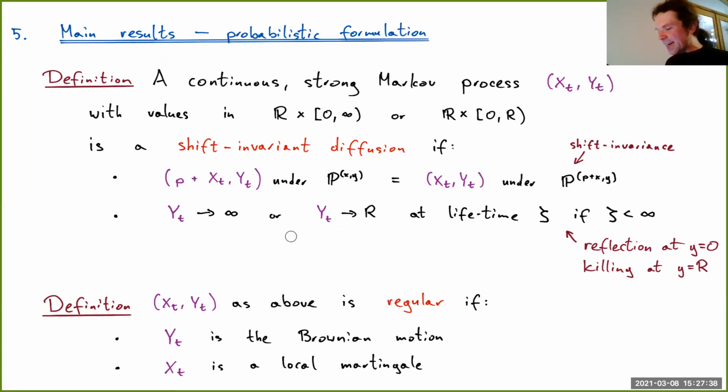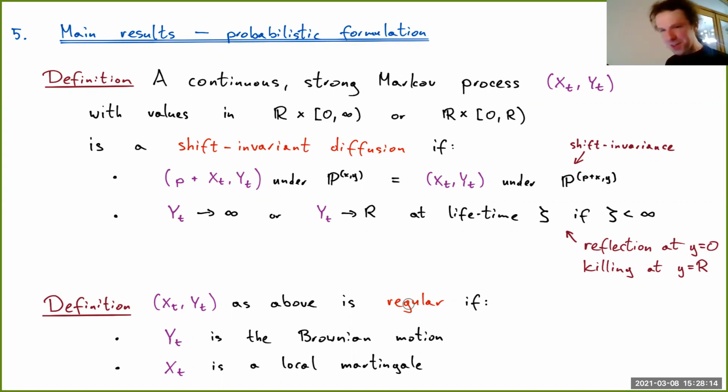Okay. And in fact, what we'll be interested in most is a regular case in which we impose much more stringent restrictions on our diffusion. We say that a shift invariant diffusion is regular if additionally the vertical coordinate is just a Brownian motion and the horizontal coordinate is a local martingale. So in some sense, the drift is no longer present.